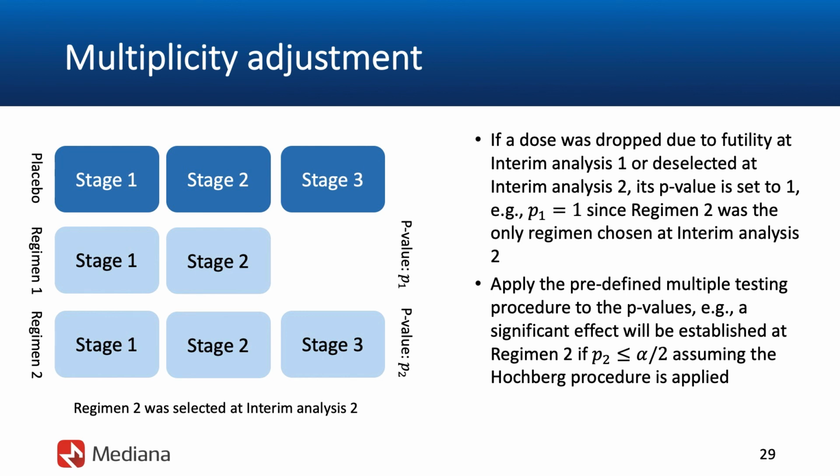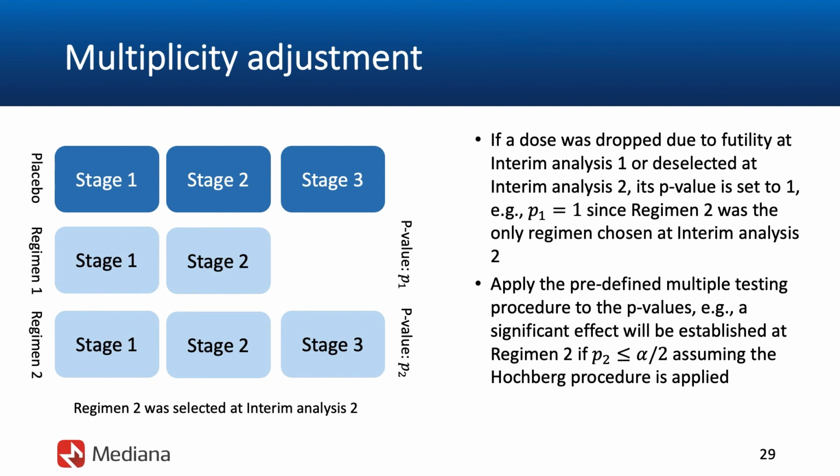For example, if we were to prospectively define the Hochberg procedure as a multiplicity adjustment in this adaptive design with adaptive treatment selection, in this particular case, a significant effect would be established for regimen number 2 if its p-value p2 was less than alpha over 2. So we can see in this example that even if a certain regimen or a set of regimens or treatments is discontinued early in the trial, we still have to pay a certain penalty for that at the time of the final analysis.